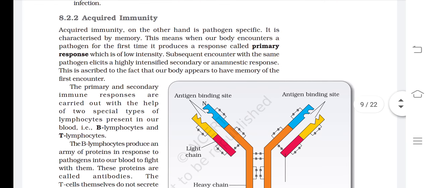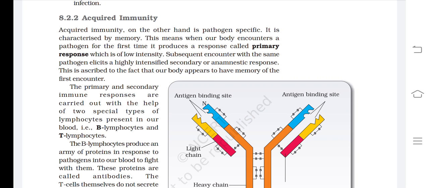Now, acquired immunity. Acquired immunity, on the other hand, is pathogen specific. It is characterised by memory. This means when our body encounters a pathogen for the first time, it produces a response called primary response, which is of low intensity. Subsequent encounter with the same pathogen elicits a highly intensified secondary or anamnestic response.